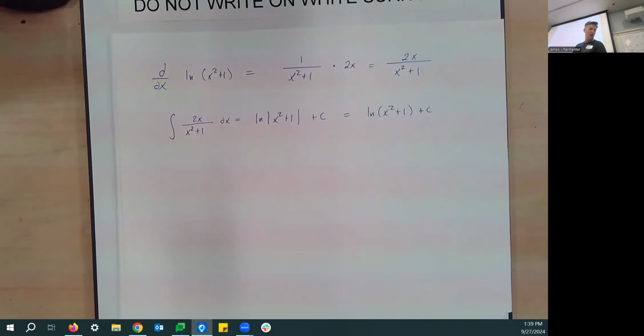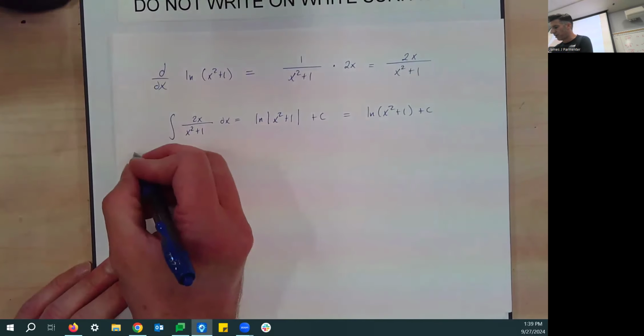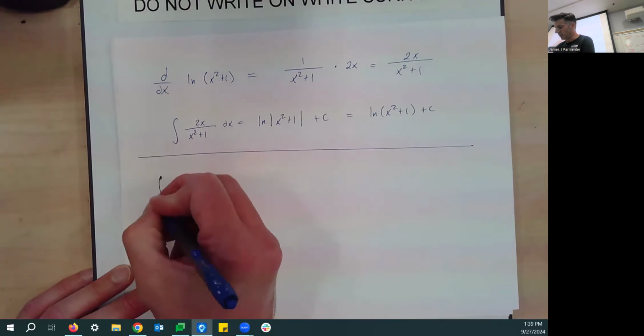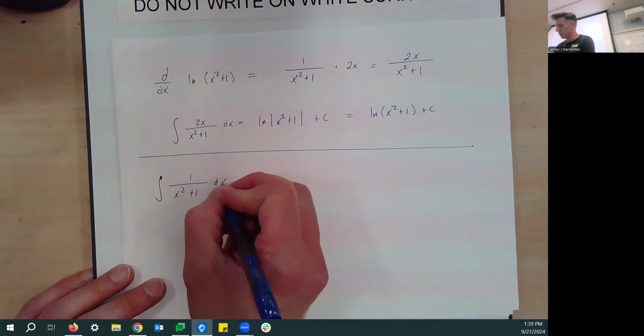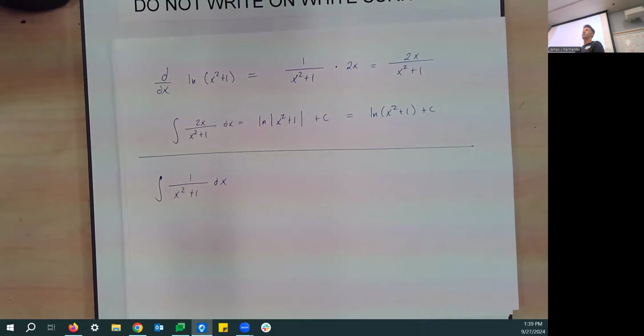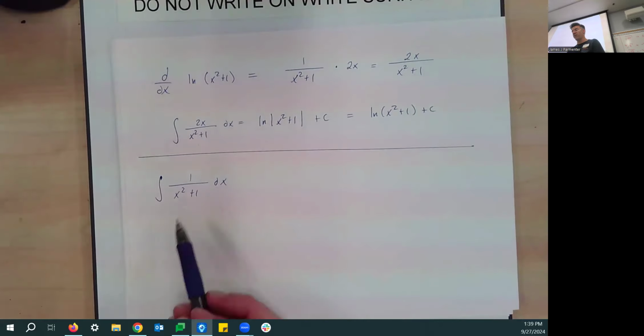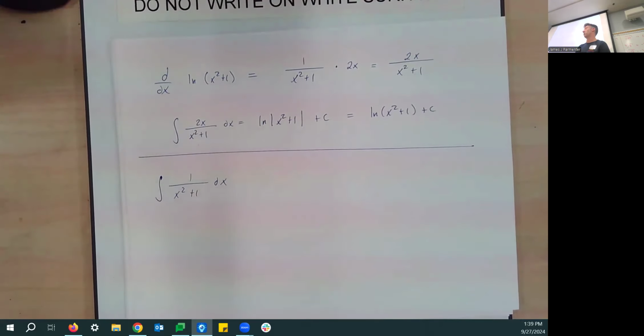A couple other functions we should be aware of. The antiderivative of 1 over x squared plus 1. Well, let me tell you what it's not. It's not the natural log of x squared plus 1. We just did that one, right? The antiderivative of 2x over x squared plus 1 is the natural log of x squared plus 1. So the antiderivative of 1 over x squared plus 1 can't be the natural log of x squared plus 1.